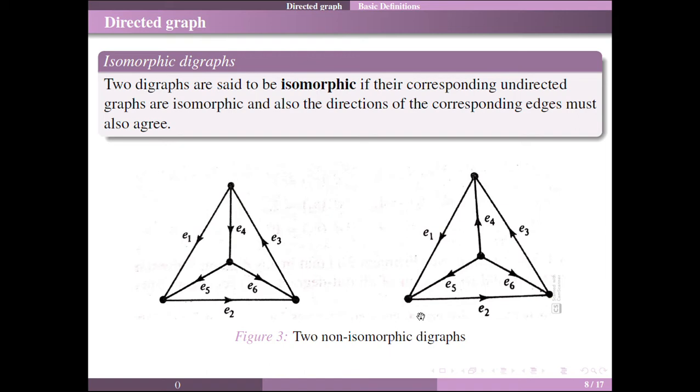When we remove all the directions, or the orientations, of these two graphs, they will look isomorphic to each other. Whereas with these orientations, these two graphs do not form isomorphism because if we consider the edge E4 in these two cases, the orientation does not match.